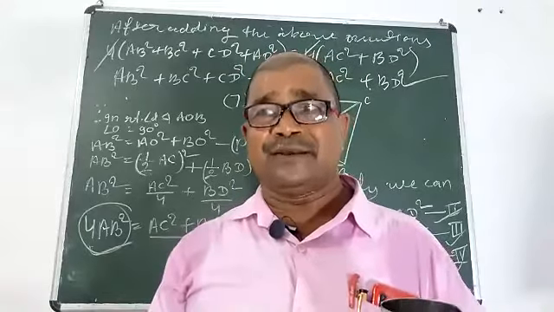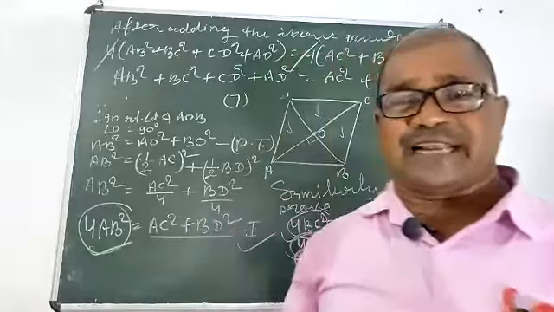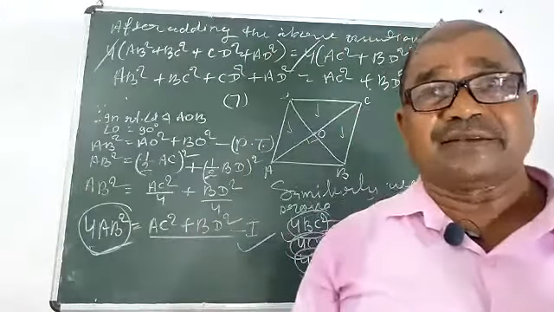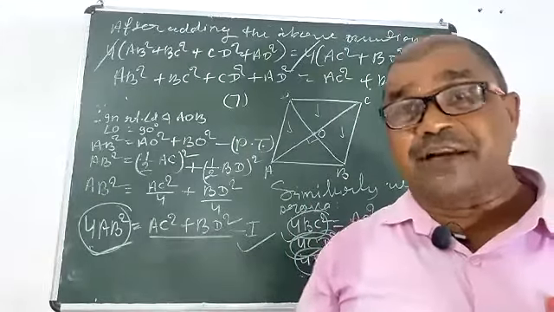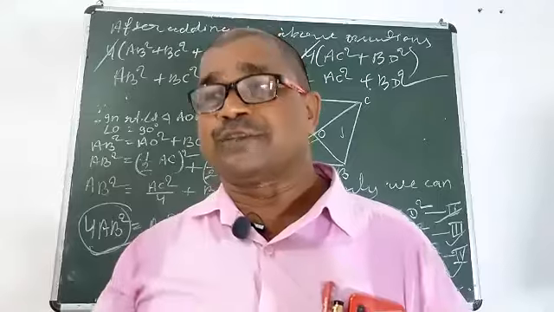Understood, student? Note this statement. This is the major statement related to rhombus: the sum of the squares of the sides of the rhombus is equal to the sum of the squares of its diagonals.